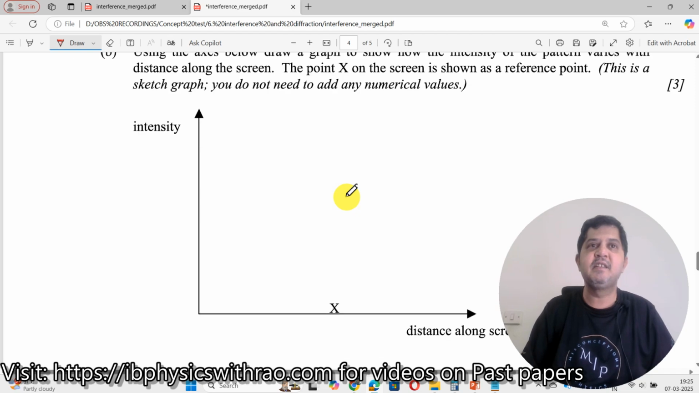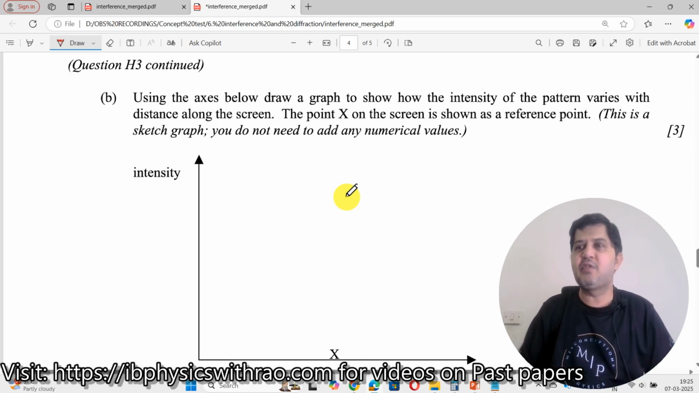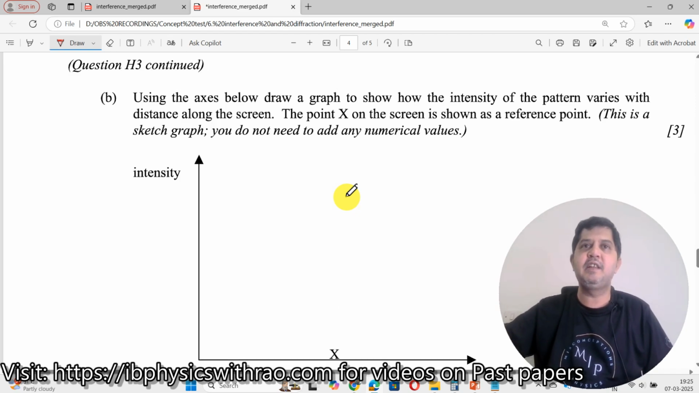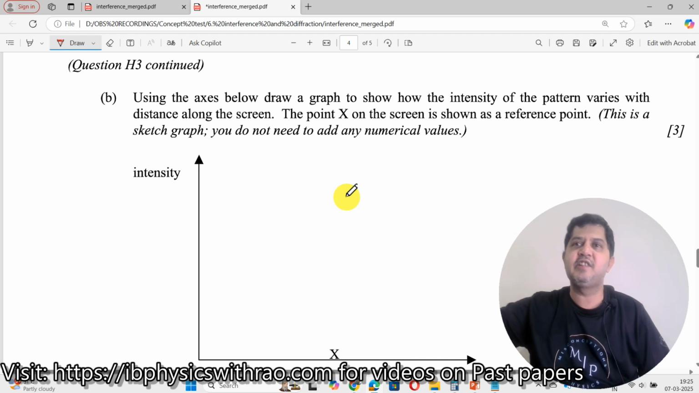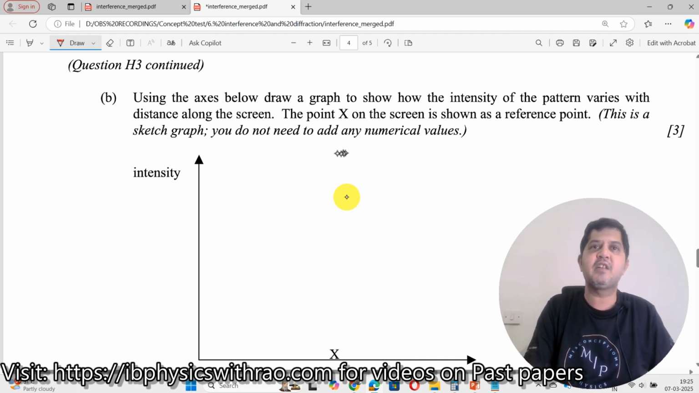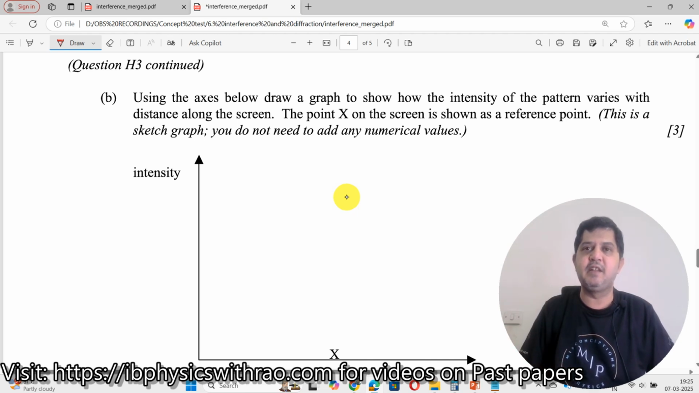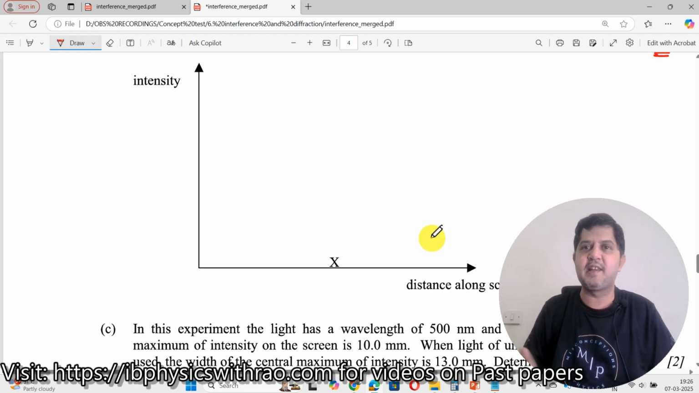Then next, use the axes below to draw a graph to show how the intensity of the pattern varies with distance along the screen. The point X on the screen is to be shown as a reference point. This is a sketch graph. You need not add any numerical values. And this is for 3 marks. The question is very similar to what we have seen in the earlier one. Anyway, I will repeat this once again here.